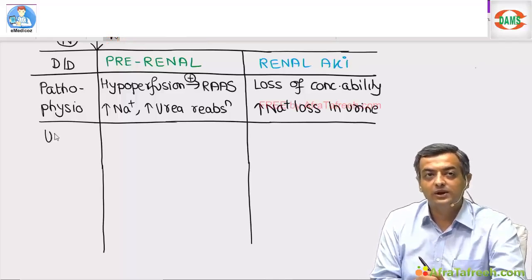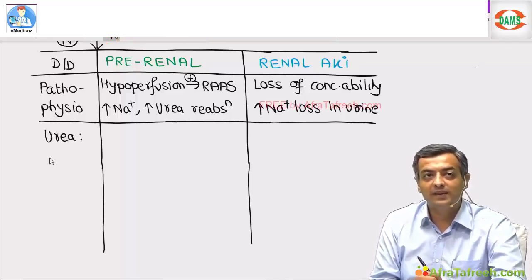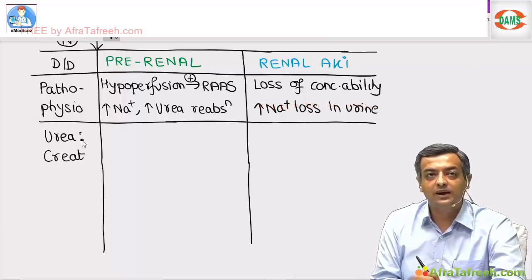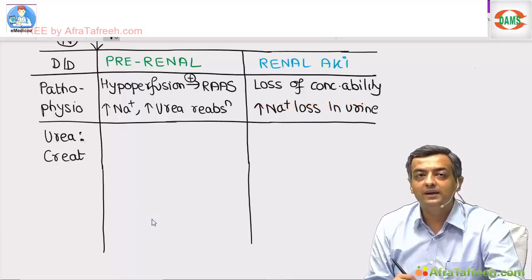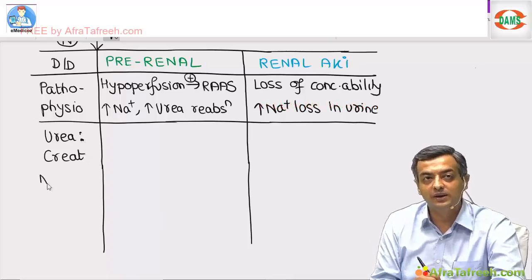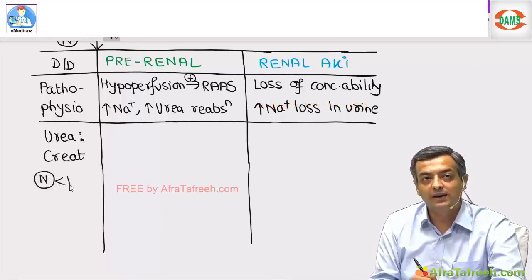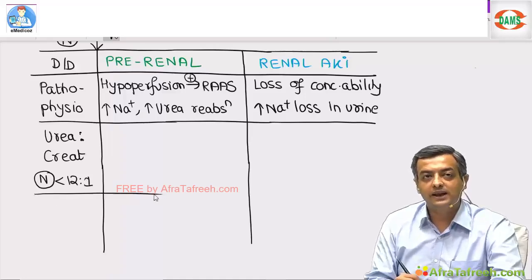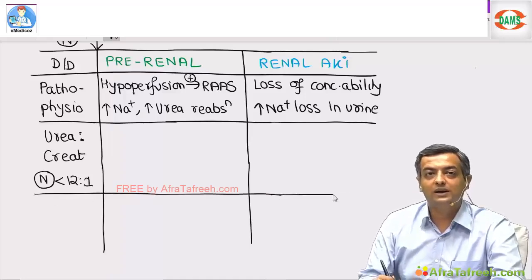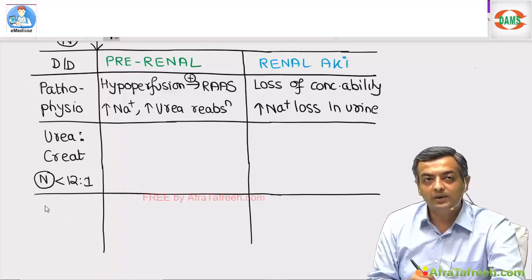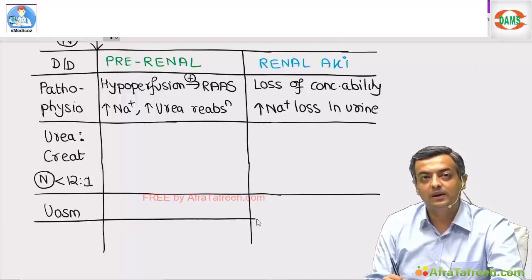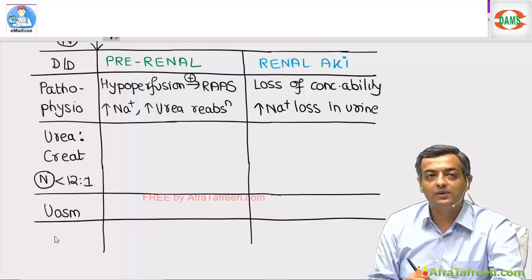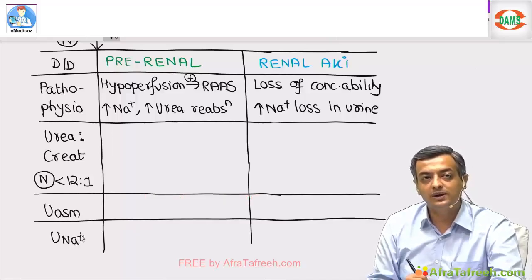You can use the urea divided by creatinine ratio, which is normally less than 12:1. You can take into account the urine osmolarity. You can take into account the urinary sodium level.